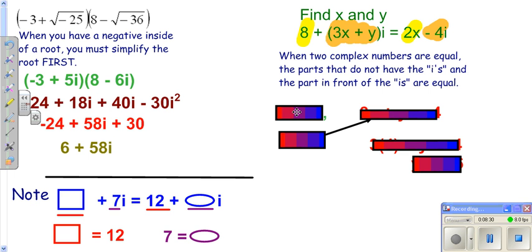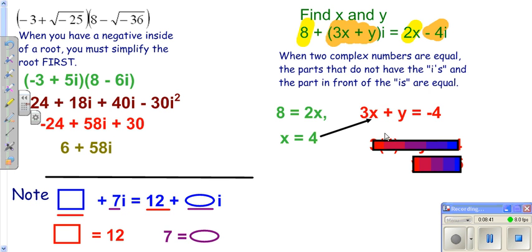So you set the yellow equal to each other, and you get this, and so therefore you get x to be 4. Now you set the orange, the stuff in front of your i's, equal, and you get this. So you can plug your 4 in, and then you can solve it for y, and you end up getting y to be -16.